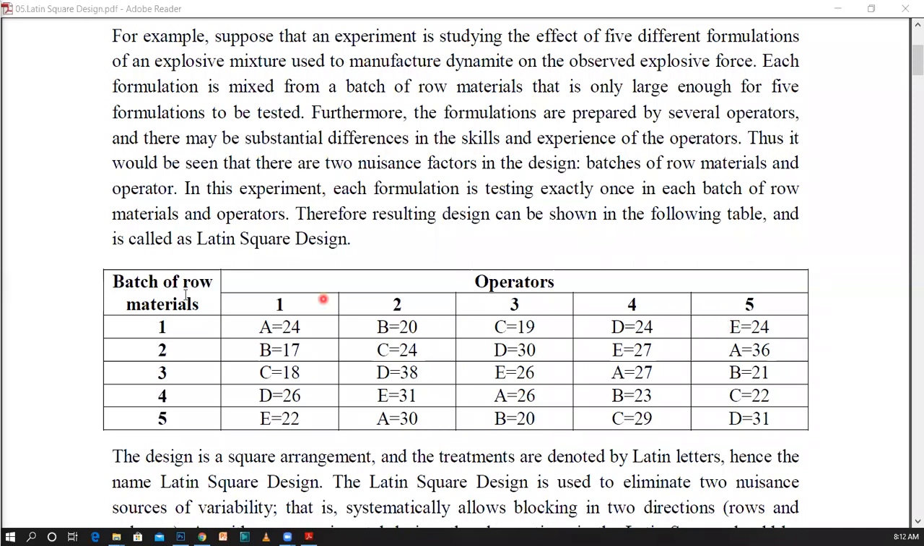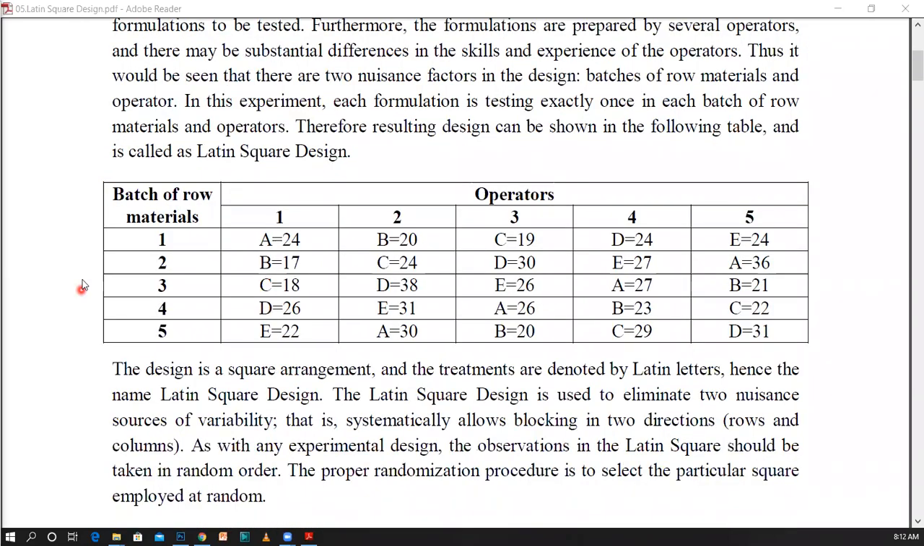And here in the row-wise, I have taken the batch of raw material, and in the column-wise, I have considered the operator number. Therefore, we are saying that it is always a Latin square design. In the name itself, we can see that it is a square arrangement, and that treatments are denoted by Latin letters. That is why we are saying this is the Latin square design.